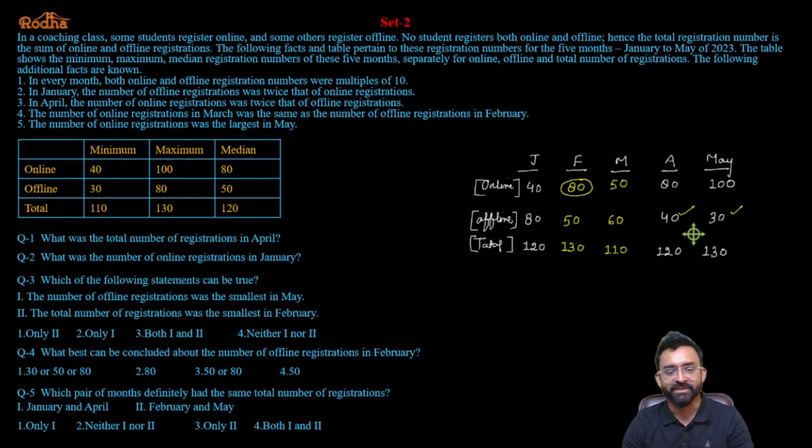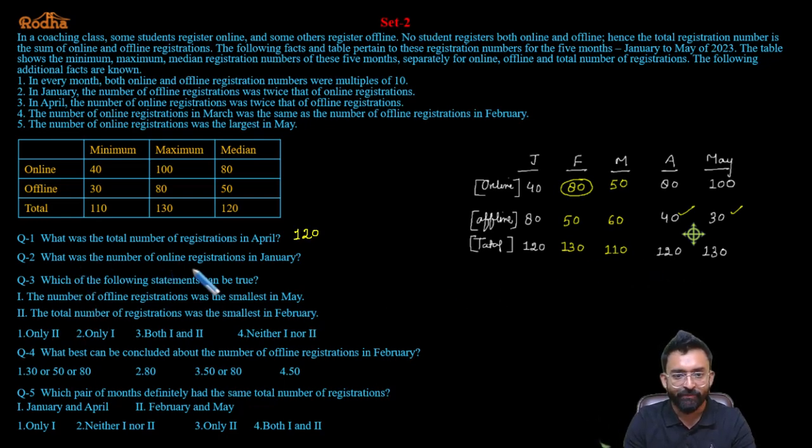Now let's answer these questions one by one. What was the total number of registration April? April में registration कितना है? 120. Perfect. Fine. 120 है अप्रैल में रजिस्ट्रेशन. इज दैट ओके? फाइन. व्हाट एल्स डू वी हैव?